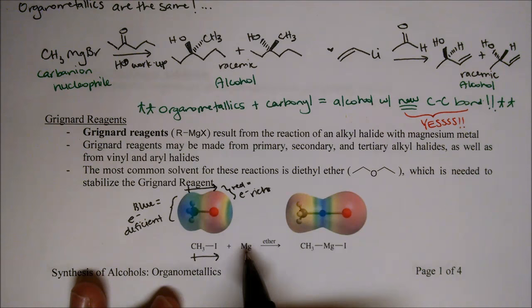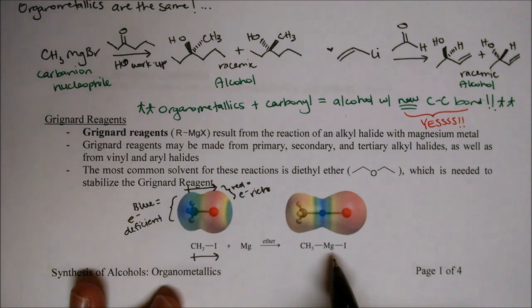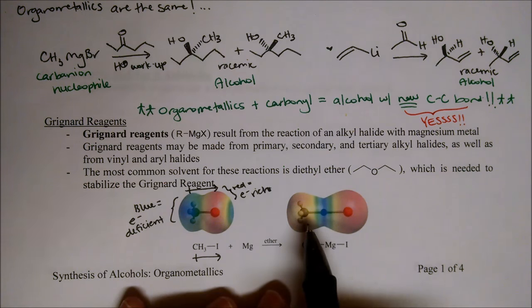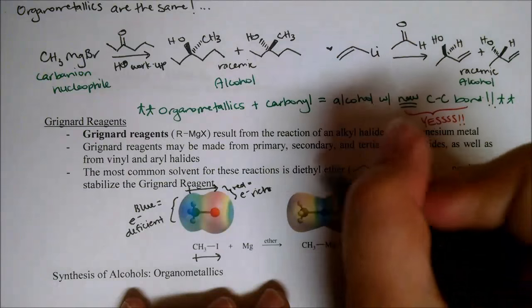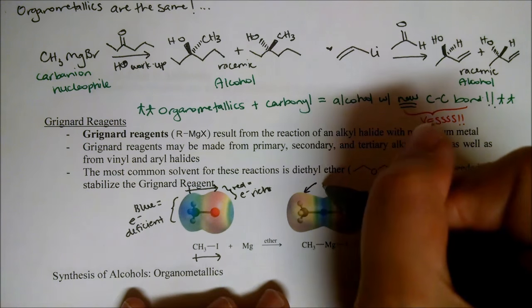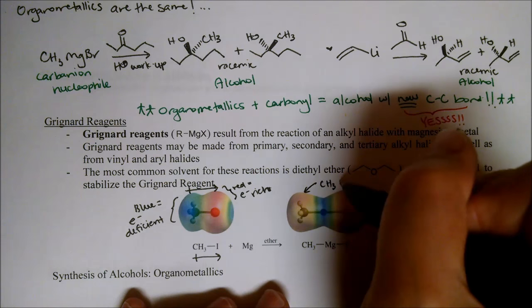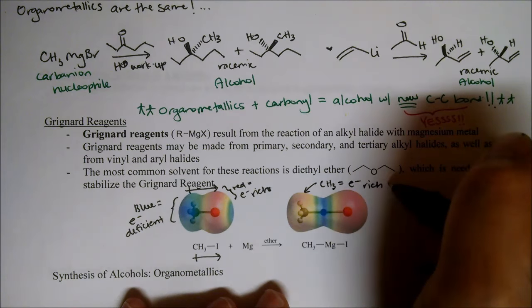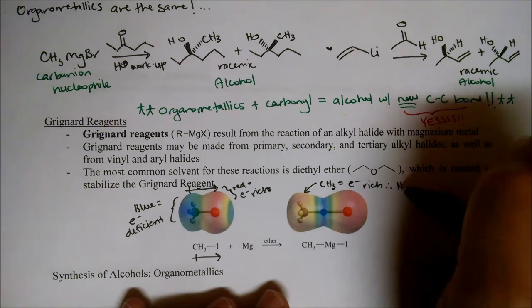However, as soon as we throw in magnesium and we make CH3MgI, so here's our methyl Grignard, you can see, look at this. It's not quite red, but it is more electron rich. It's definitely not blue. Okay, so here we can see that the CH3 is electron rich, and therefore it is a nucleophile.